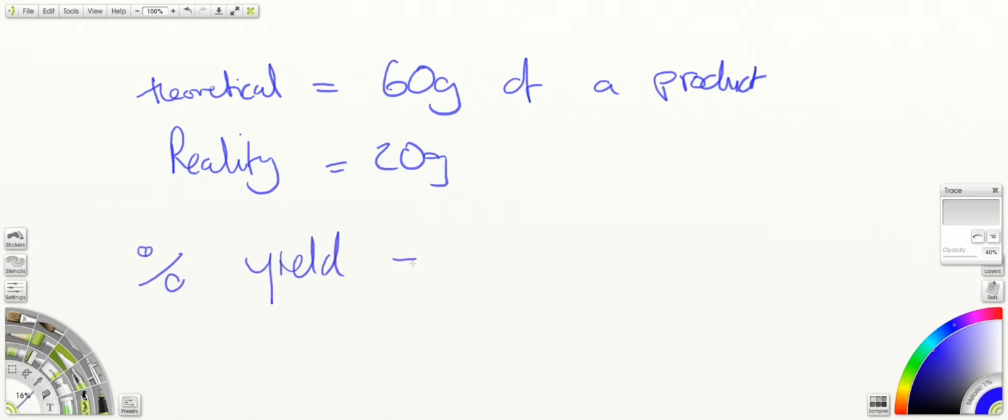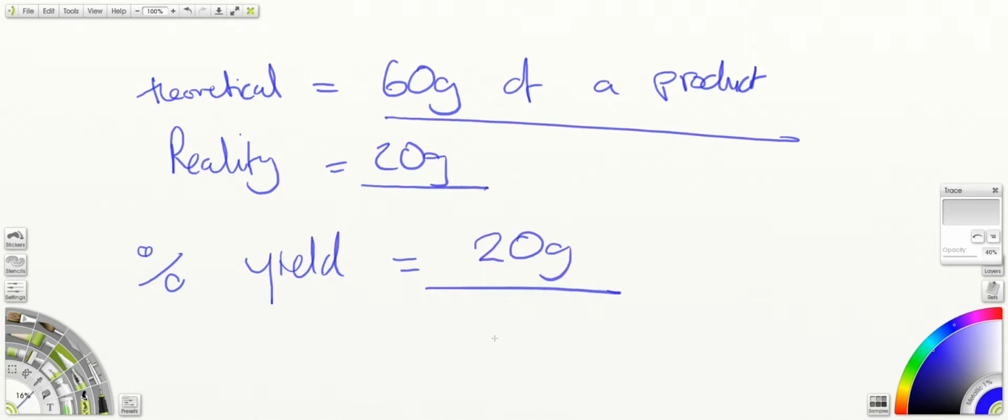Well, it's the thing that you're interested in, which is the reality. So in reality I got the 20 grams divided by your total in theory, which is 1/3, which is 33%. Now obviously you have to multiply this by 100 to get it into a percent, which is 33%. Let's go through another example.